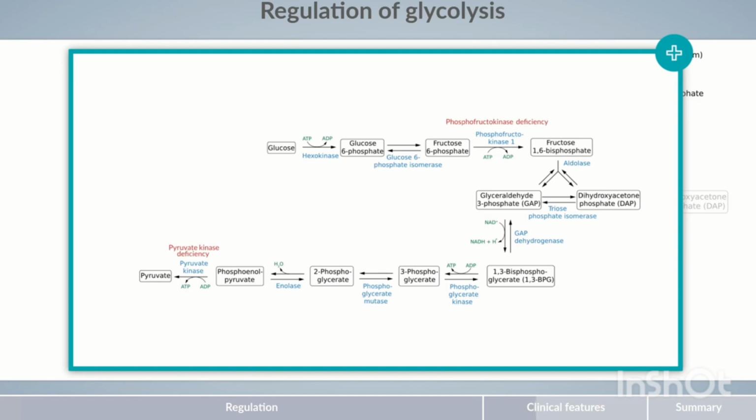Pyruvate kinase deficiency results in anemia with low hemoglobin levels. In this particular case, however, the low hemoglobin level is better tolerated by the patient in this type of anemia than in others. So how can this be explained? The inhibition of the final step of glycolysis also causes an accumulation of substrates in upstream reactions, including an increase of 1,3-bisphosphoglycerate.